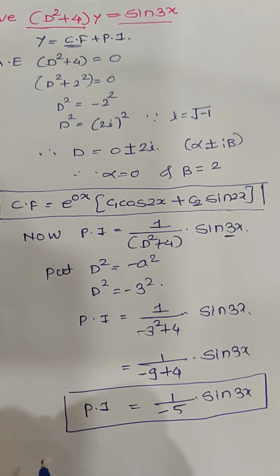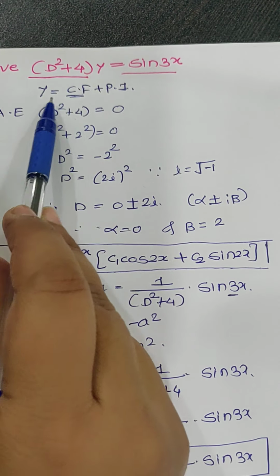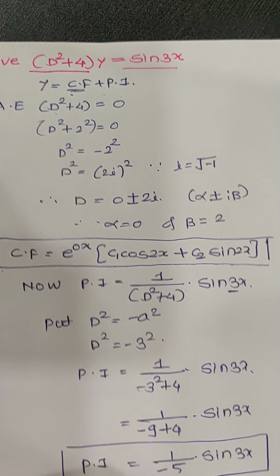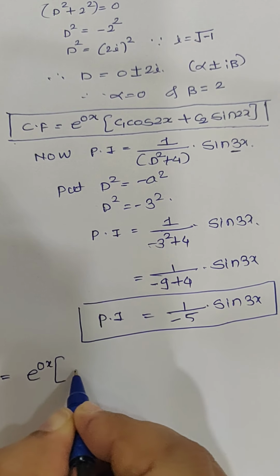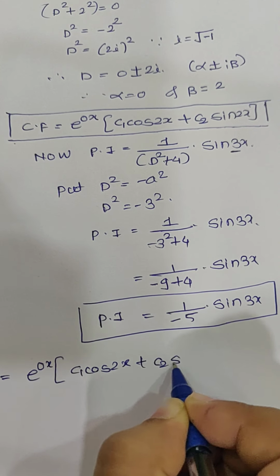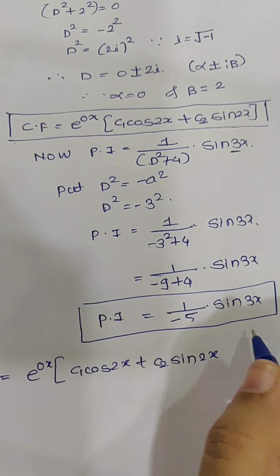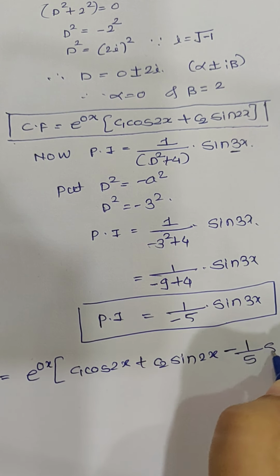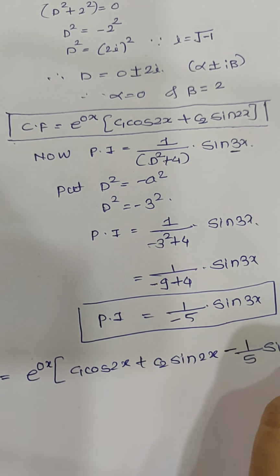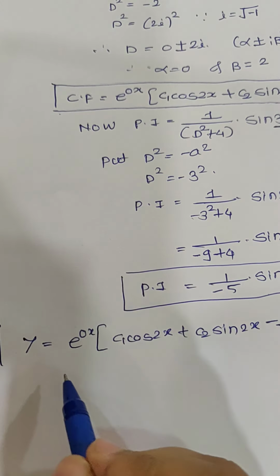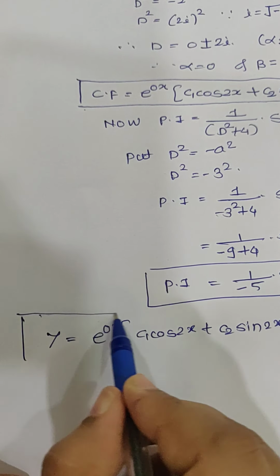Now the final solution is what? It is complementary function plus particular integral. So y is equal to e raised to 0x (c1 cos 2x plus c2 sin 2x) plus minus 1 upon 5 sin 3x. This is the final answer.